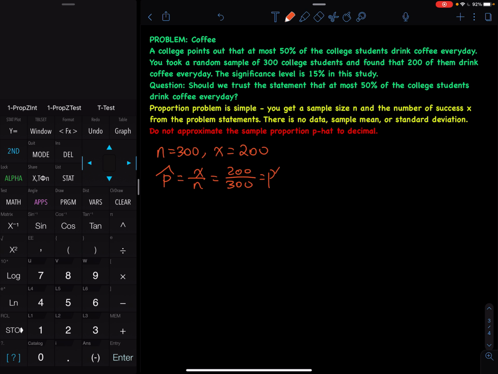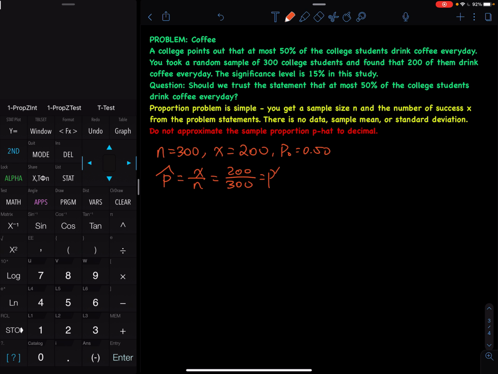And then, what else? You have the at most 50%, so that is p naught equals 50%. All right. That's all the givens, and then you have to set up your H0 and HA. By the way, this is how you know it is a proportion: again, you have two numbers. You have a number of successes out of the sample size. A proportion problem is just that easy.